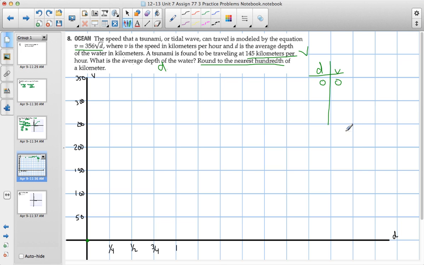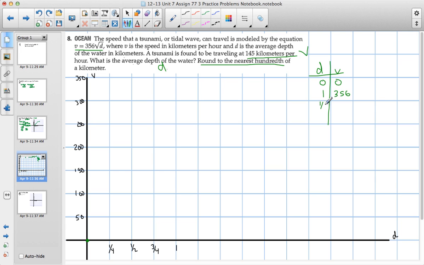And then next, this 356 is quite a large number, and the 145, see if I put in 1 for d, I'll show you that now. I'm going to put in 1 for d. Square root of d is 1 times 356. That is more than double the 145 kilometers per hour, because remember I want 145 in there. So I'm going to actually use some fractions for d. And I want to use fractions that it will be easy to find their square root.